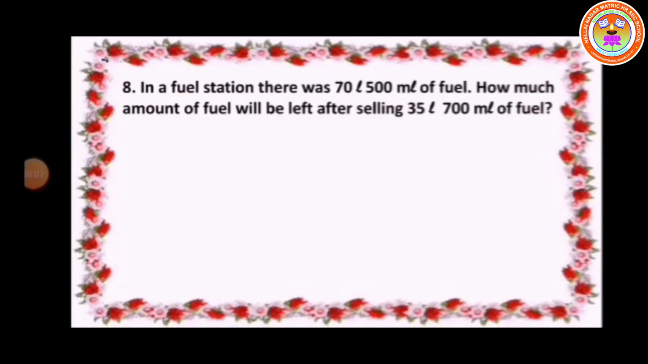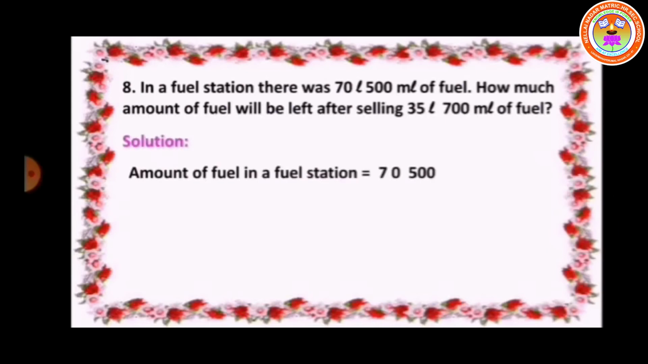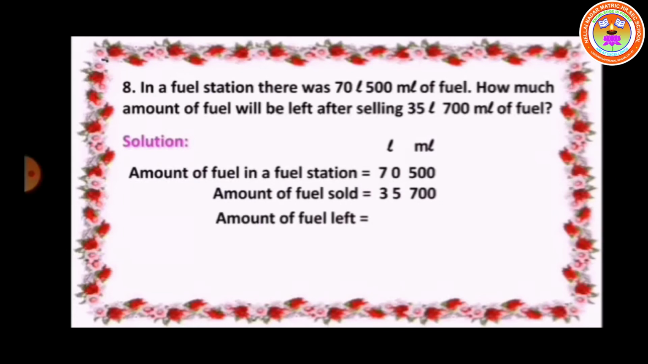Eighth sum, in a fuel station there was 70 liter 500 milliliter of fuel. How much amount of fuel will be left after selling 35 liter 700 milliliter of fuel? Solution. Amount of fuel in a fuel station is equal to 70 liter 500 milliliter. Amount of fuel sold is equal to 35 liter 700 milliliter. Amount of fuel left is equal to, subtract.